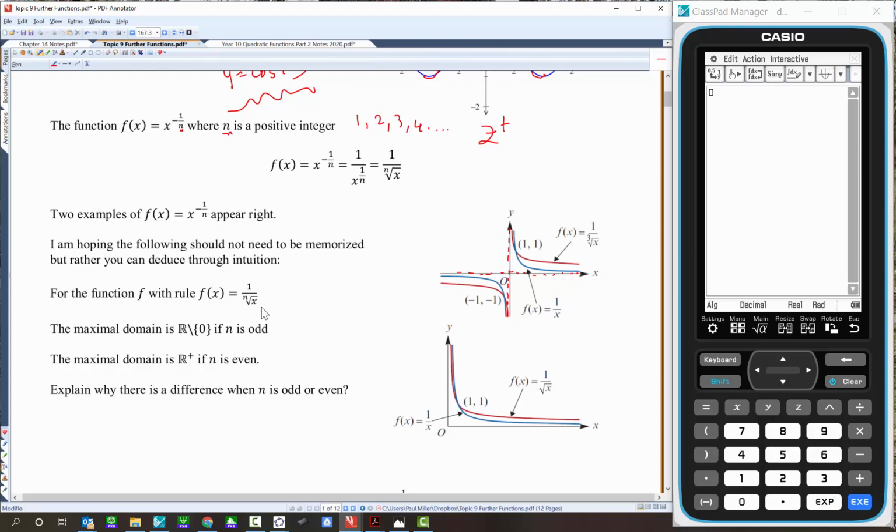Now, why the domain? It says the maximal domain is the set of all real numbers except for 0 if n is odd. So when n is odd, i.e. third root, fifth root, seventh root, we get something that looks like this, with a domain of all real numbers not including 0. Now, to understand why that occurs, you need to go back to the third root function. So let's just quickly review that one, the third root of x.